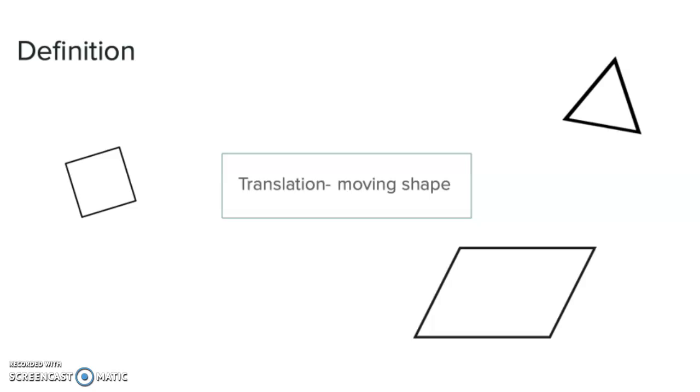Okay, so this is the basics, the vocab. A translation is basically just a shape moving without rotating or changing shape. So all I'm doing is just moving it in a different direction, but I'm not resizing the shape in any way.